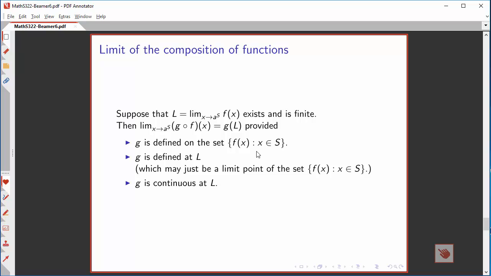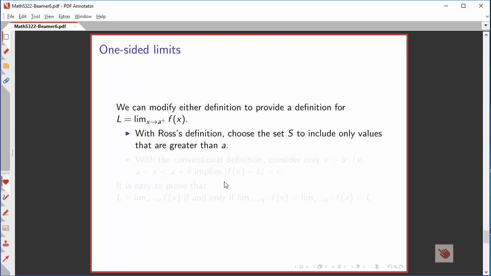Say, isn't that obvious? Isn't L in this set? No, it isn't. L just has to be a limit point of this set. So the set might include a half, a third, a fourth, a fifth, but only positive numbers. L itself could be 0. And finally, g has to be not just defined at L, it has to be continuous there.